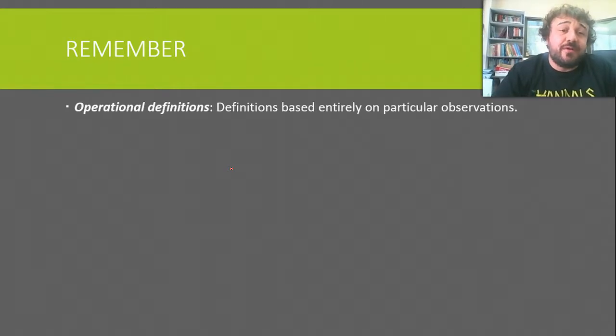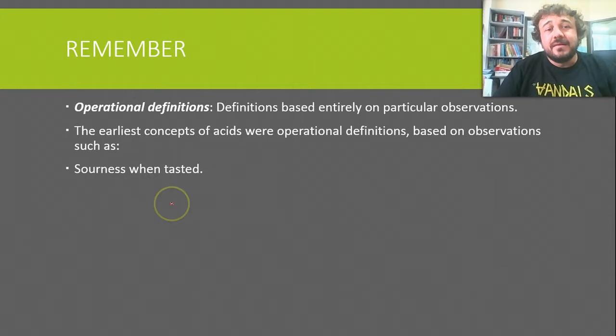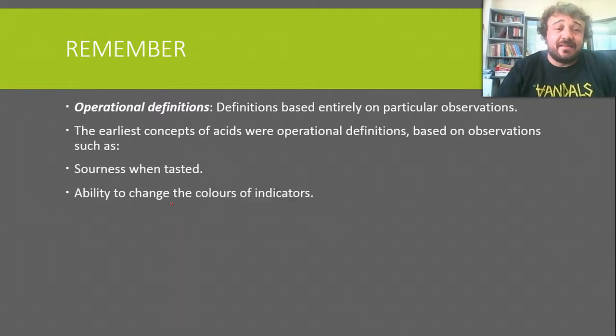So what do we need to remember? We need to remember what an operational definition is. So this is a definition which is useful, okay? We can base it on our observations, and it's a useful way for us to proceed. The earliest concept of acids really were operational definitions, and they were based on observations such as the following. Basically, they decided on sourness, so they've just gone, this is sour, therefore it's an acid. An ability to change the colors of indicators.